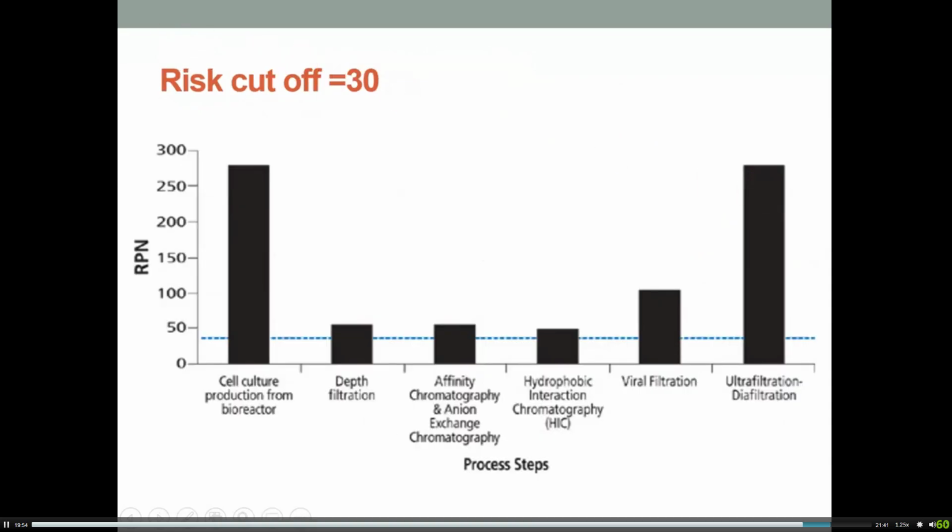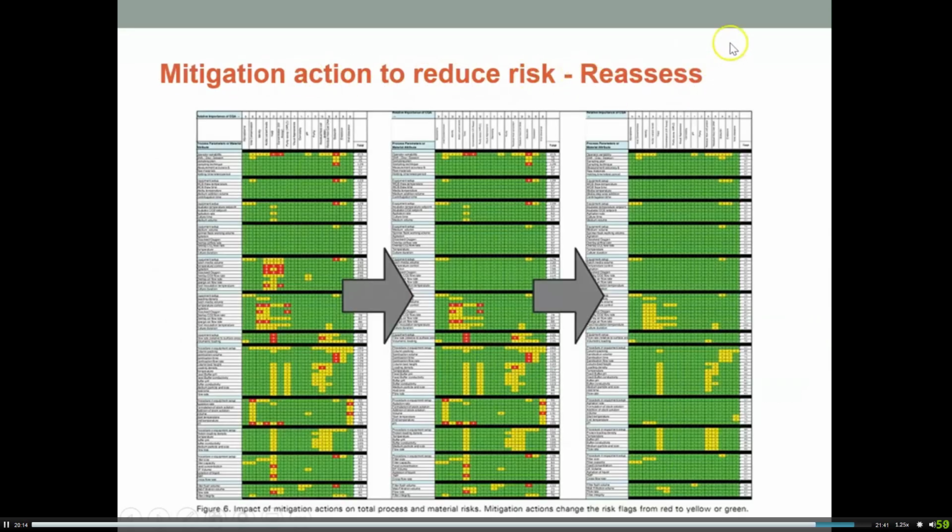Up front, we gave our RPN number a risk cutoff of 30. So you see all of the characteristics here that we risk assessed. None of them have met the category of 30. So that would mean that we're not accepting any of those risks and we need to go back and put further actions and mitigating criteria in place. Mitigating action to reduce your risk and then reassessing it.